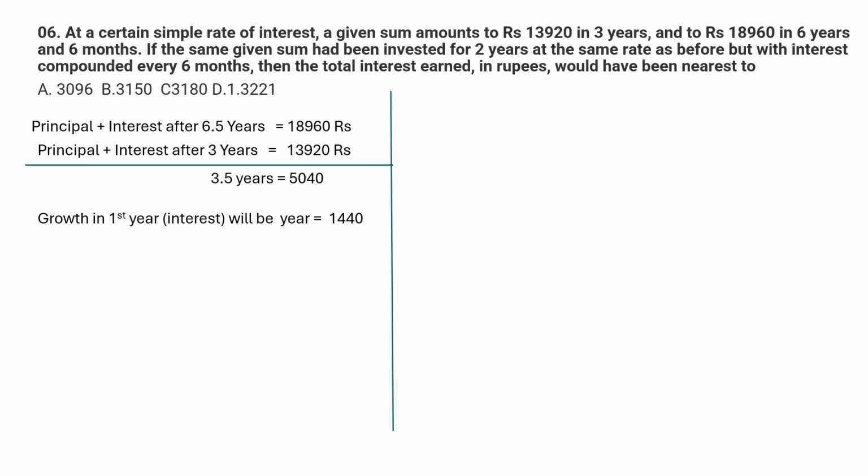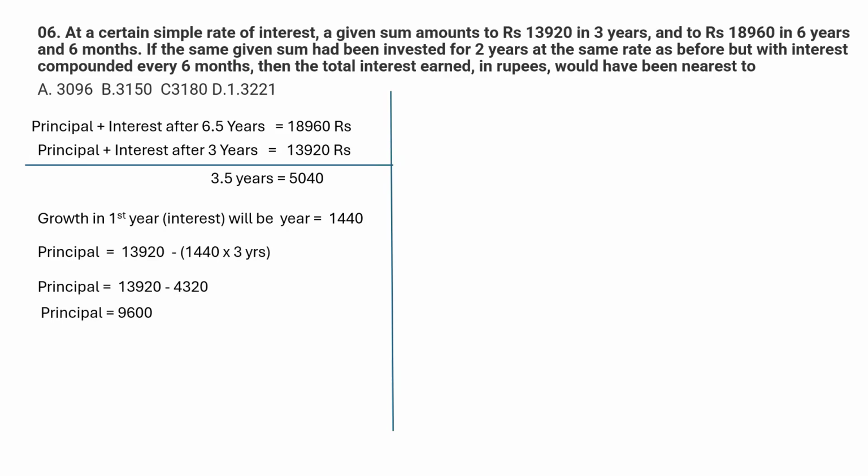Now we can find out the principal as well. If the interest is growing at the rate of 1440 every year, then in 3 years it would have grown by 1440 into 3. So the principal will be the amount after 3 years, that is 13,920 minus 1440 multiplied by 3. We are just deducting 3 years of interest from the amount, and we'll be able to find the principal. So the principal would be 9600 rupees. Now we can calculate the percentage as well.